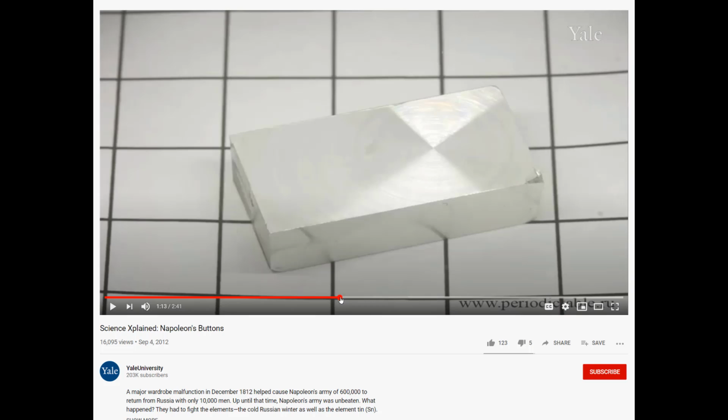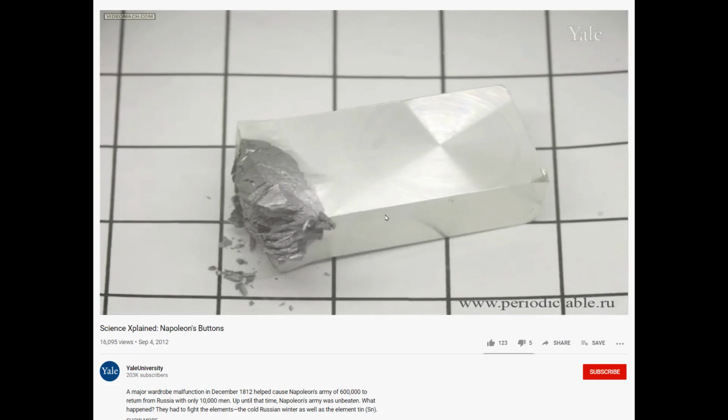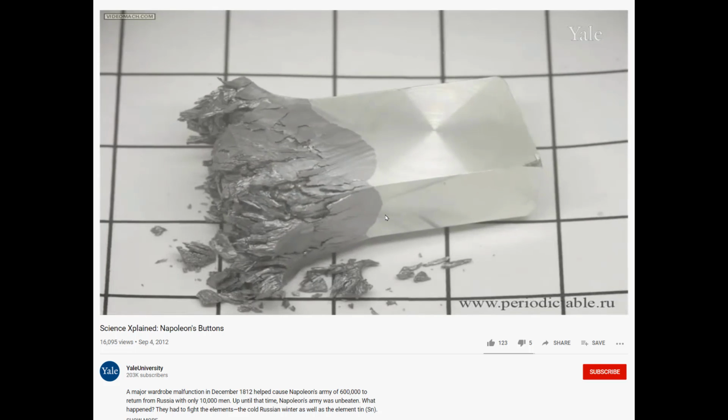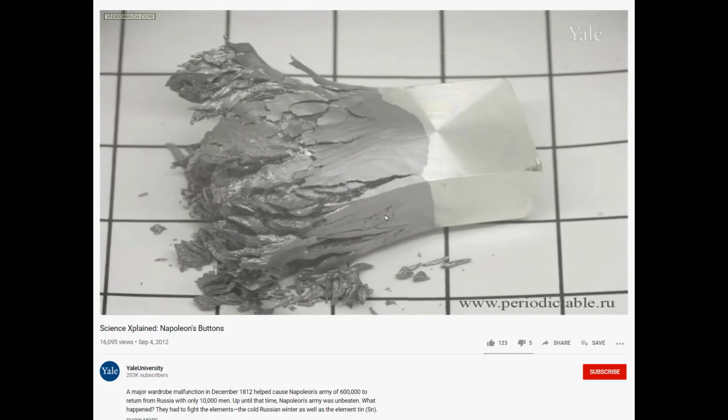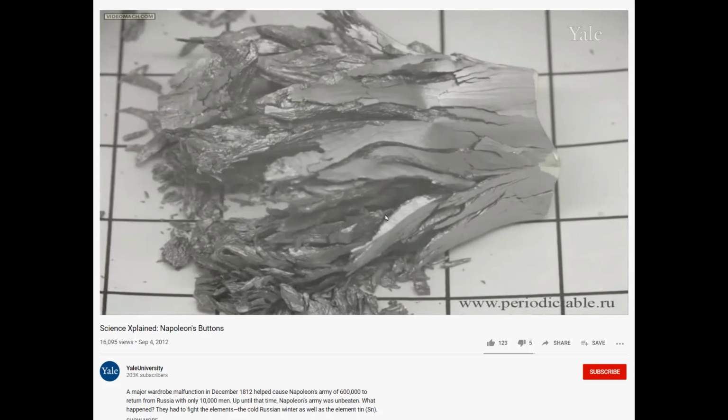Let's watch that one more time. Tin is a nice, shiny metal. However, when tin experiences temperatures that are lower than 56 degrees Fahrenheit or 13 degrees Celsius, tin turns to dust. Wow. So legend has it.